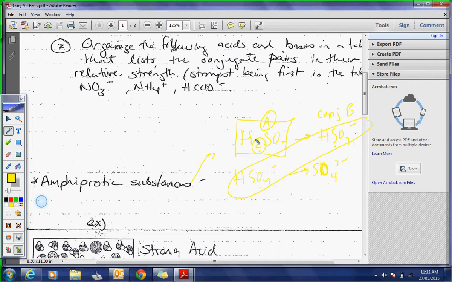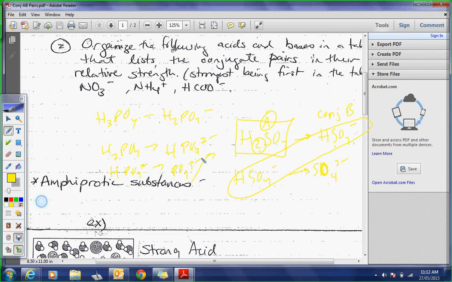Tell me when H3PO4. Is that familiar with you guys? Hands up if you've seen H3PO4 before. Okay, what's it going to become when it gives up one proton? H2PO4 minus. Is H2PO4 minus amphiprotic? Yes, because it could as well give up another proton and become HPO4 2 minus. Is that amphiprotic? Yes. So HPO4 2 minus could give up another proton and become PO4 3 minus. Okay? And you can do that with all polyprotic substances.